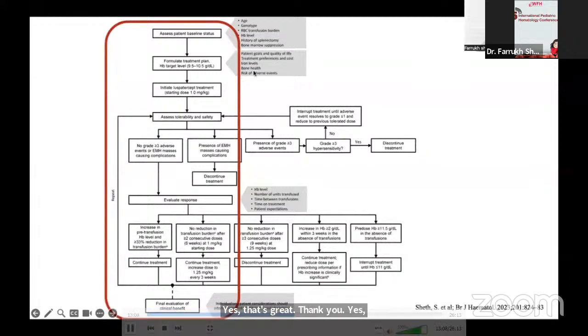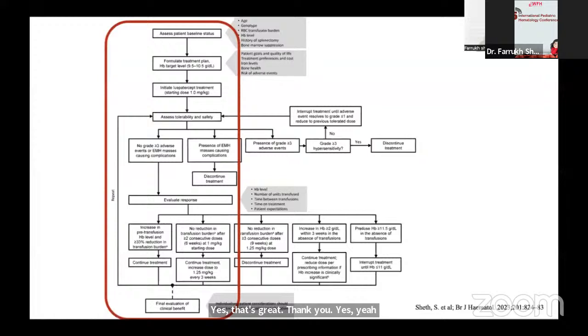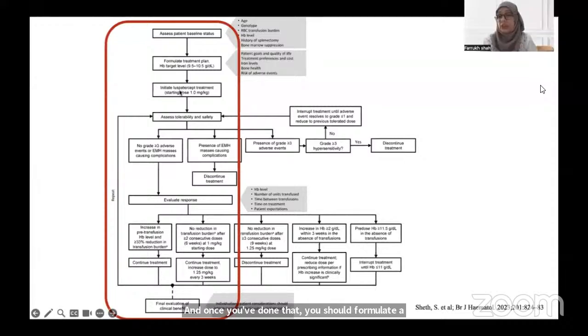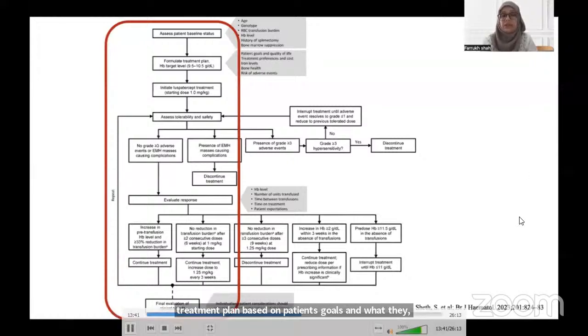They have actually published in the British Journal of Haematology a proforma for how we should approach patients that we're offering luspatercept therapy to. And essentially what they recommend is that at the start of therapy, you do a formal assessment looking at their age, genotype, the transfusion burden, the hemoglobin level, the presence of splenectomy, and the degree of bone marrow suppression. And once you've done that, you should formulate a treatment plan based on the patient's goals and what they wish to achieve as a result of this intervention.